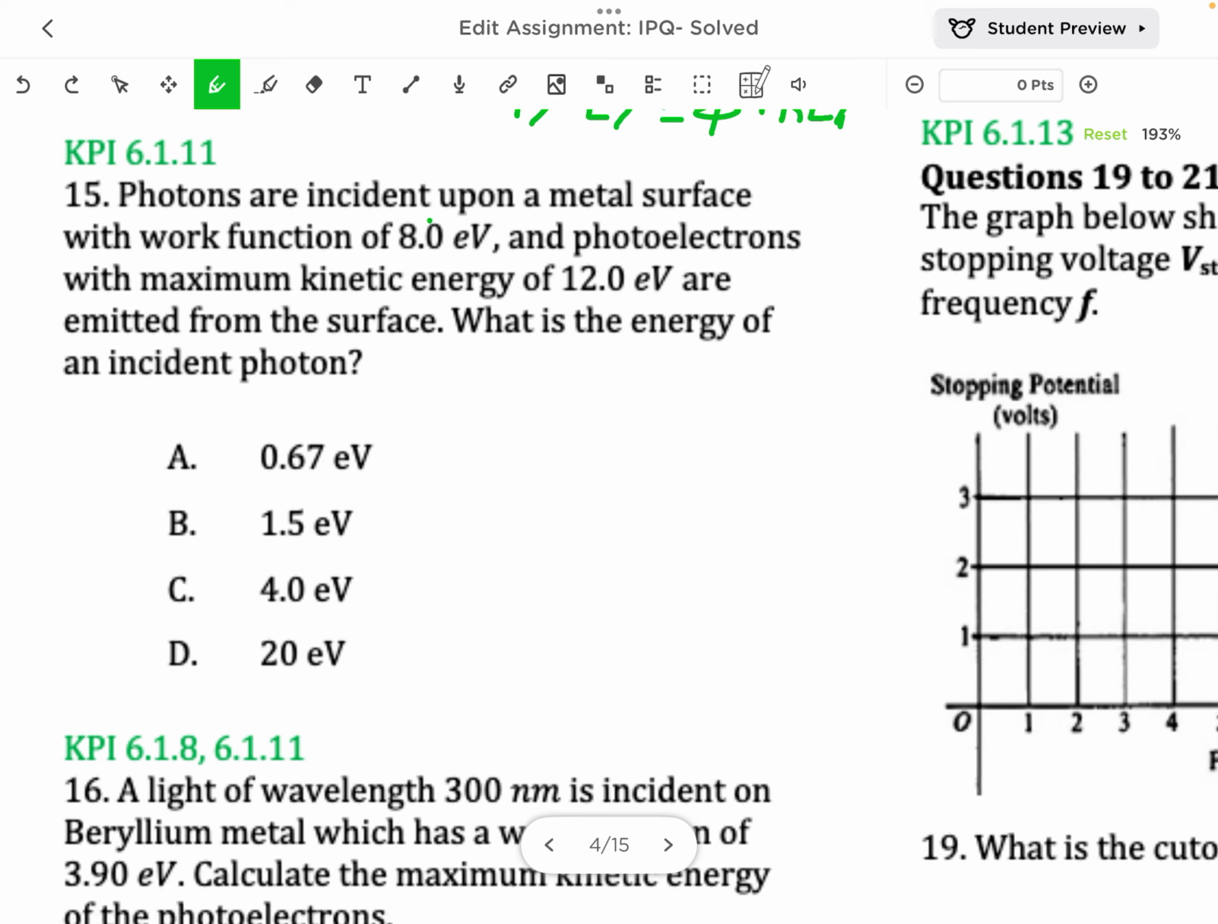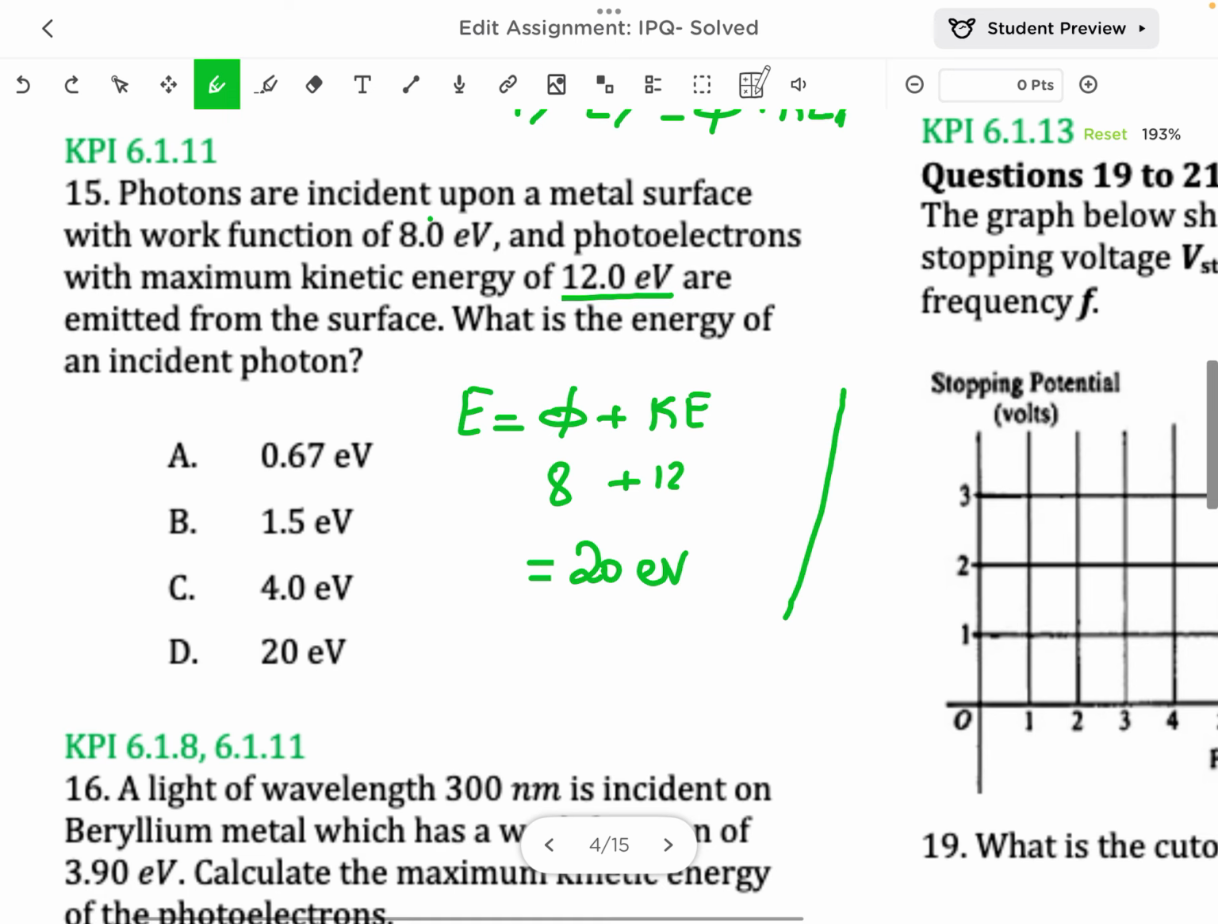Photons are incident upon a metal surface with work function 8 and photoelectrons with maximum kinetic energy of 12. I need to find the energy, so the energy is the work function plus the kinetic energy, so 12 plus 8, which is 20 eV.